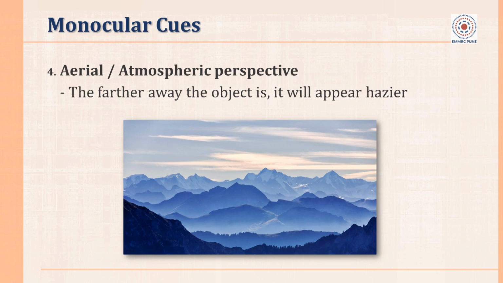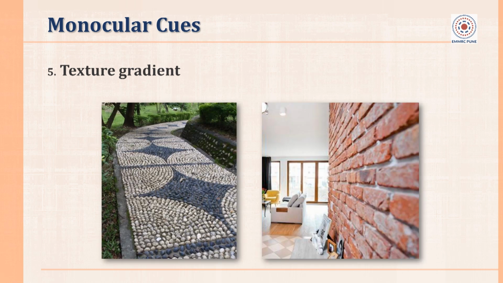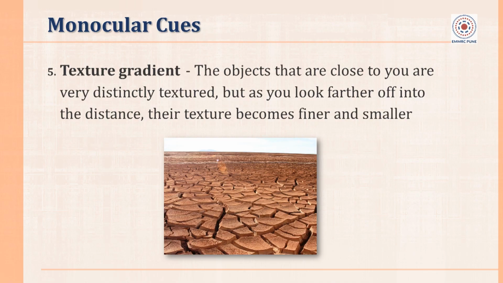The next monocular cue is called texture gradient. Take a look at any large expanses of pebbles, rocks or patterned roads such as a cobblestone street. The pebbles or the bricks that are close to you are very distinctly textured, but as you look farther off in the distance, their texture becomes finer and smaller. This texture gradient is used by artists to give an illusion of depth in a painting. In this picture on your screen, you can see the details of broken soil parts which are closer, but the parts at a distance appear to be smaller and finer.